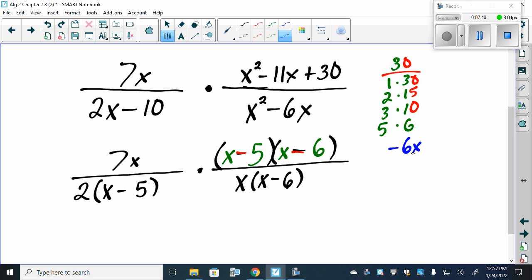Now, if we did check this here, x times negative 6 would be negative 6x. Negative 5 times x would be negative 5x, which does give us negative 11x, the middle term that we wanted. So those are the correct factors.